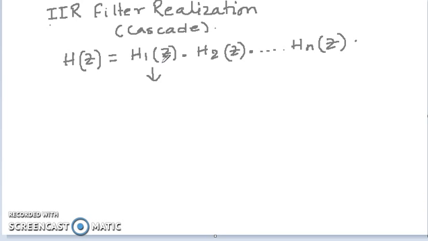So I think it will be better, if it is not given in the question, to realize in direct form 2. But you can use direct form 1 or 2 to realize each and every part. Just take a look at the numerical example, then you will better understand.